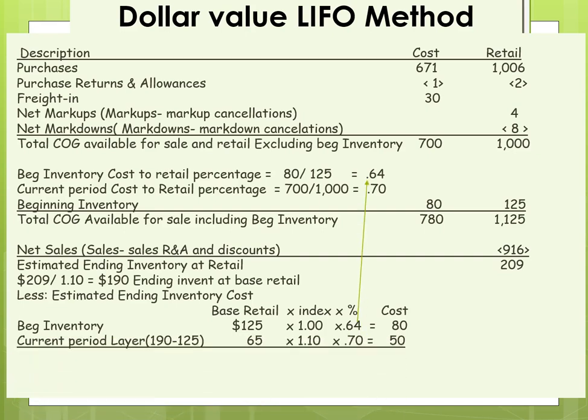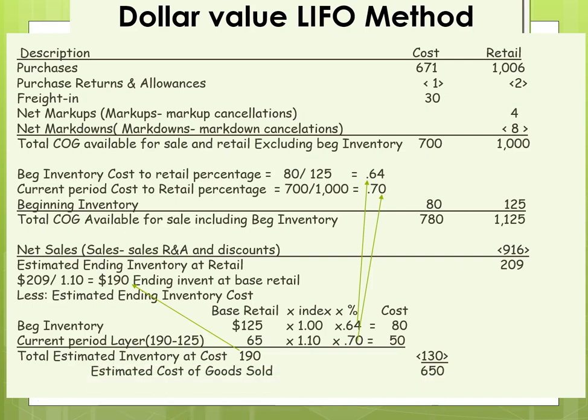And then for the current layer, we're going to take the 190, which is base, minus the 125, which is the beginning inventory, which tells us our layer, and we're going to take that times 1.1 times our ratio. And now we have our estimated ending inventory at cost, so we can then calculate our estimated cost of goods sold. So that ends this presentation, part 3, chapter 9, on LIFO and dollar value LIFO. And if you have any questions, you can always email me.